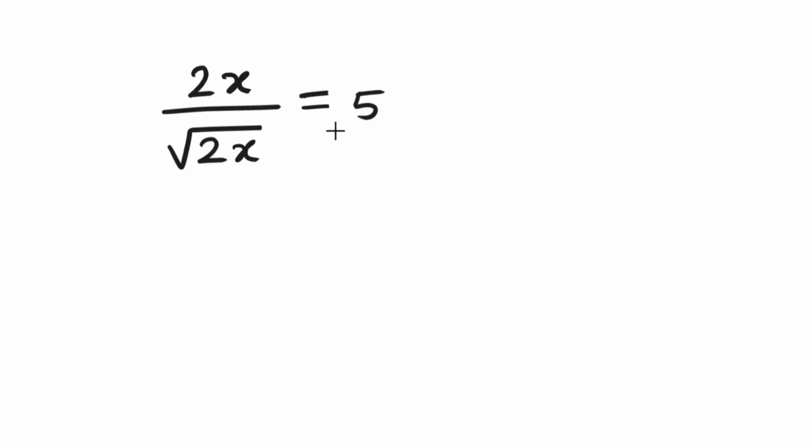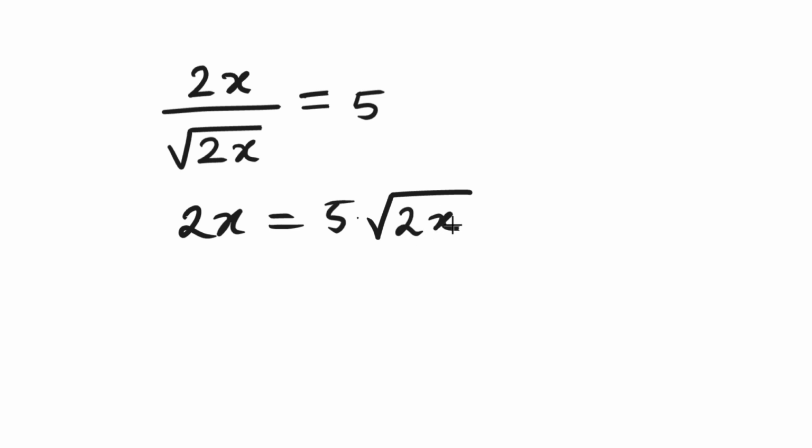of 2x equals 5. The first thing we'll do is cross multiply. The reason we can do this is because when two fractions are equal, the product of the numerator of one fraction and the denominator of the other fraction must also be equal. So we get 2x equals 5 multiplied by the square root of 2x.